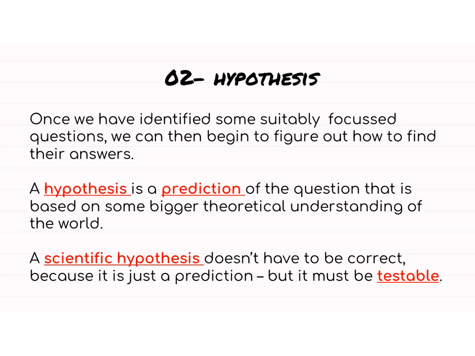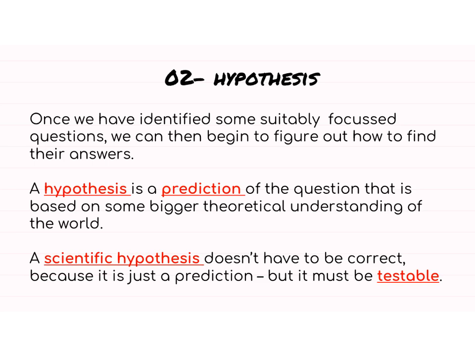Once we identified some suitably focused questions, we can then begin to figure out how to find their answers. So, what is a hypothesis exactly? A hypothesis is a predicted answer for a given question. The scientific hypothesis specifically doesn't have to be a correct one. Why? Because it's just a prediction. So I'm predicting a given answer for a given question.